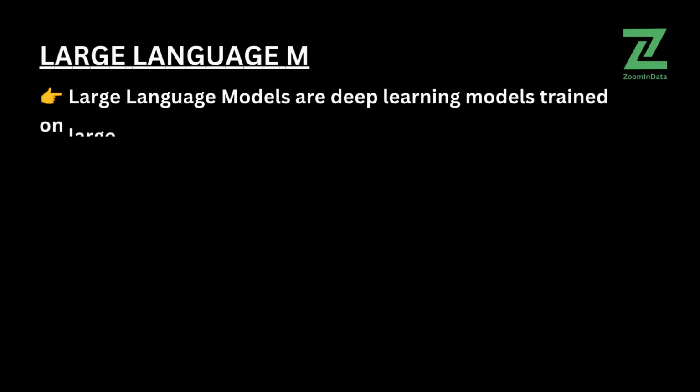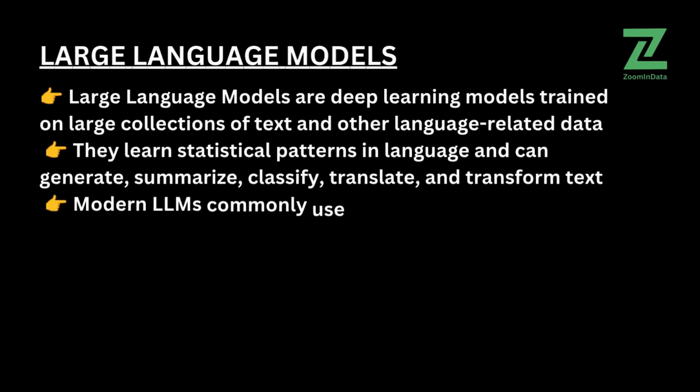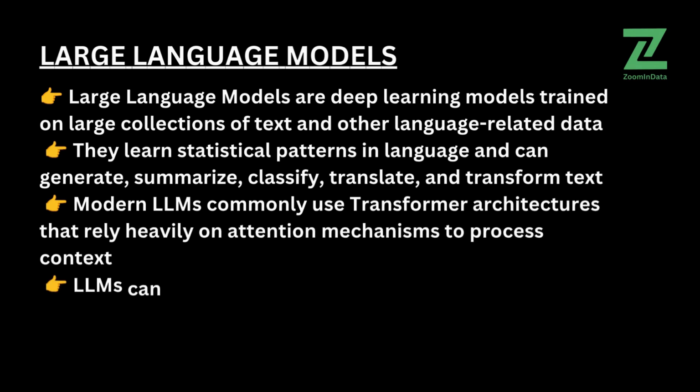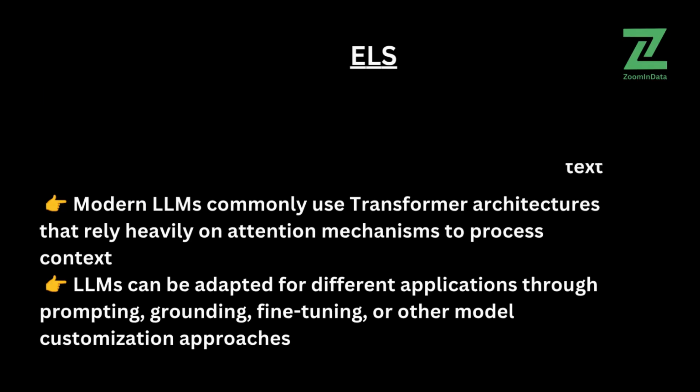Large language models are deep learning models trained on large collections of text and other language-related data. They learn statistical patterns in language and can generate, summarize, classify, translate, and transform text. Modern LLMs commonly use transformer architectures that rely heavily on attention mechanisms to process context. LLMs can be adapted for different applications through prompting, grounding, fine-tuning, or other model customization approaches.